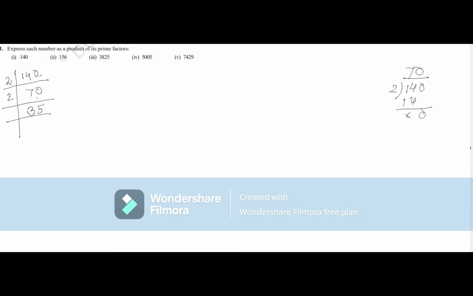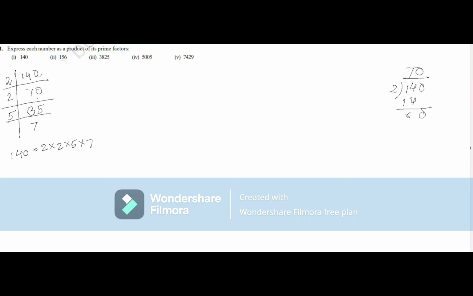To check divisibility by 3, 3 plus 5 is 8. 8 is not divisible by 3, hence 35 is not divisible by 3. Next, the end digit is 5, hence it is divisible by 5. 7 5s are 35. So I can write 140 is equal to 2 into 2 into 5 into 7.